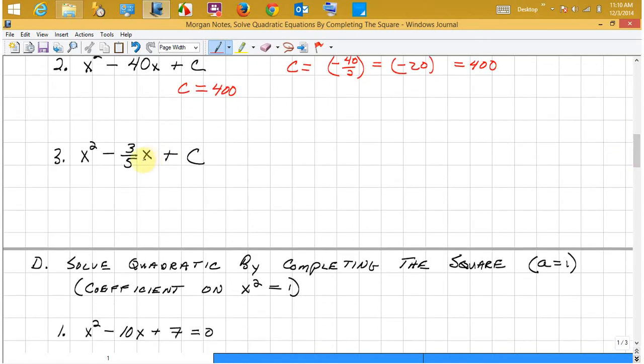Let's do the next one. It would be half the middle term squared. So there's half the middle term squared. That would be a negative 3/10 squared, which would be 9/100. So c is equal to 9/100.